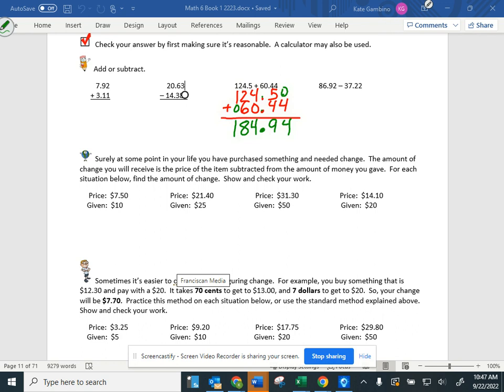Now I'm going to look at my next one. I have 86.92. I'm going to line up that decimal point: tenths, hundredths, ones, and tens. And I'm going to double check my operation. That is subtracting.